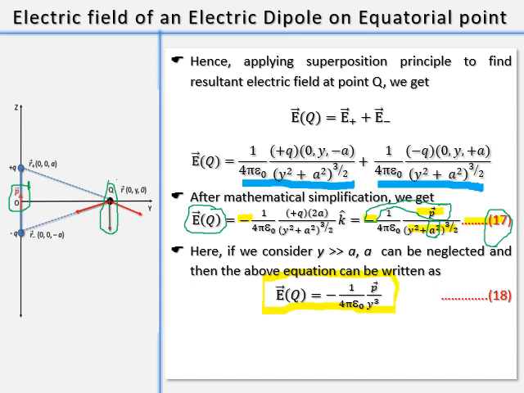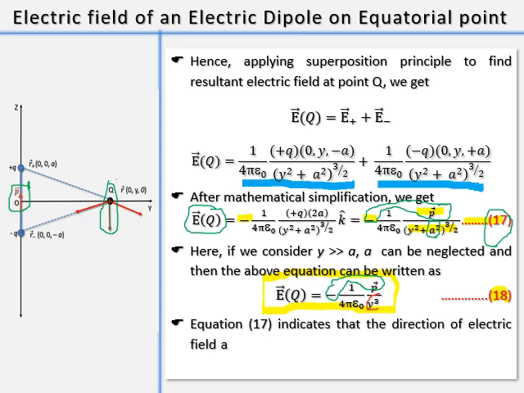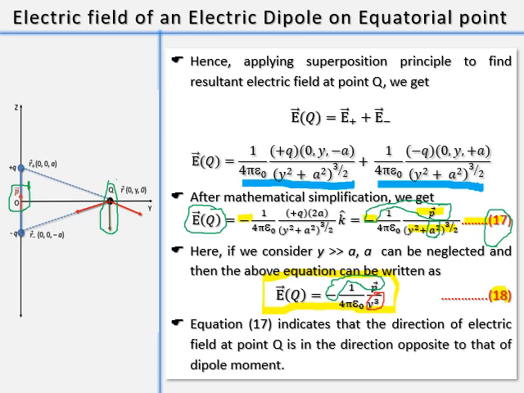What does the result 18 indicate? What does this equation 18 tell us? It says that the electric field is in the direction of minus p, meaning opposite to the dipole moment. That is one thing. Secondly, y cube. What is y cube indicating? Y cube is indicating that the electric field at the given point is directly proportional to 1 by distance cube. So you move slightly away from the dipole and the electric field will decrease drastically. Well, that is the electric field of a dipole at some point on its equator.